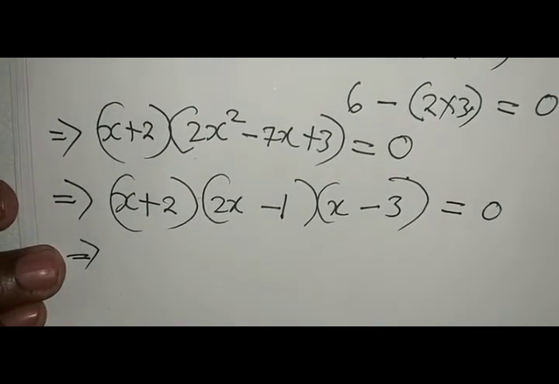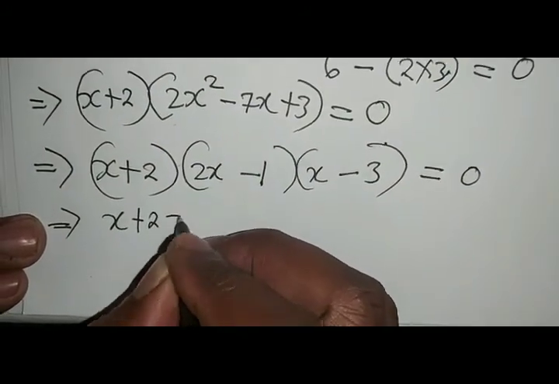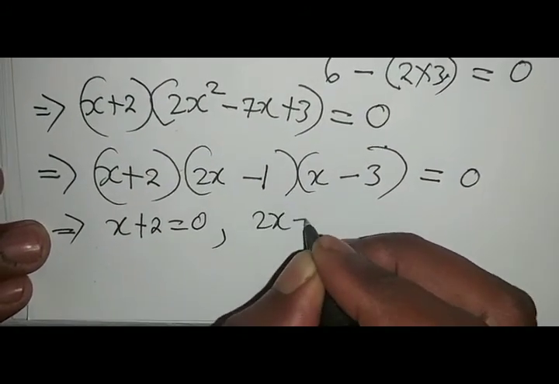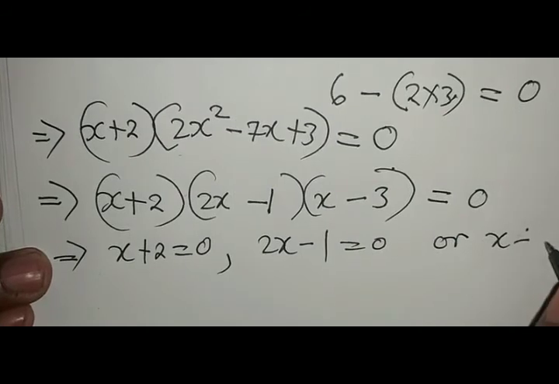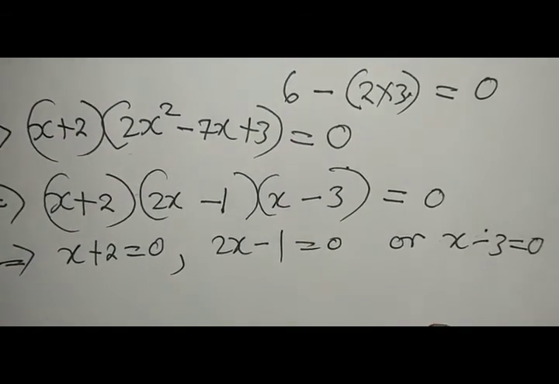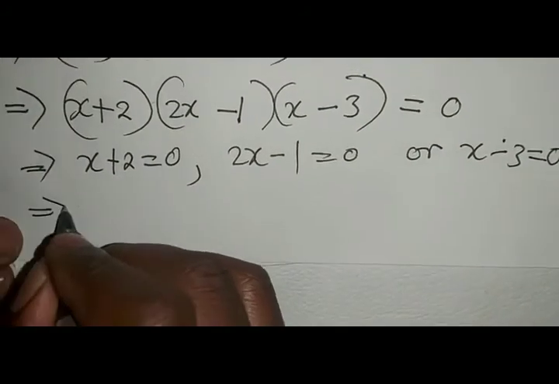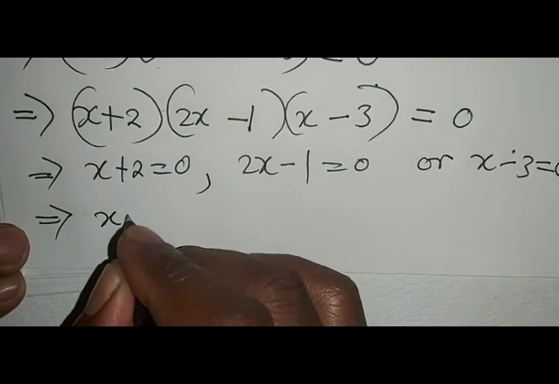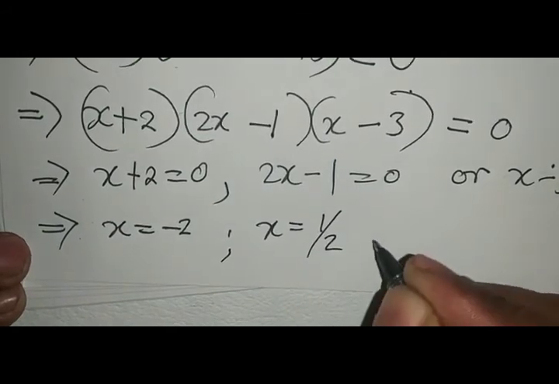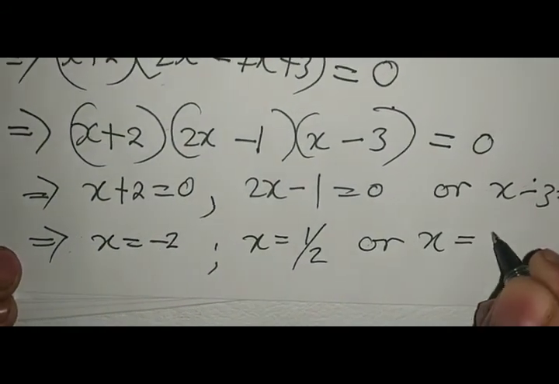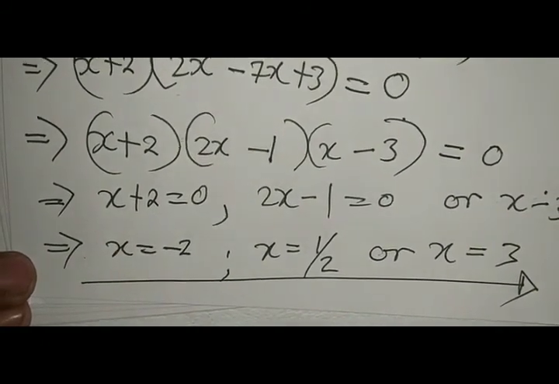What does that imply? We now have our three linear factors. It means x + 2 = 0, 2x − 1 = 0, or x − 3 = 0. Let me take it closer there. Therefore, x = −2, x = 1/2, or x = 3. That's how you solve a cubic equation.